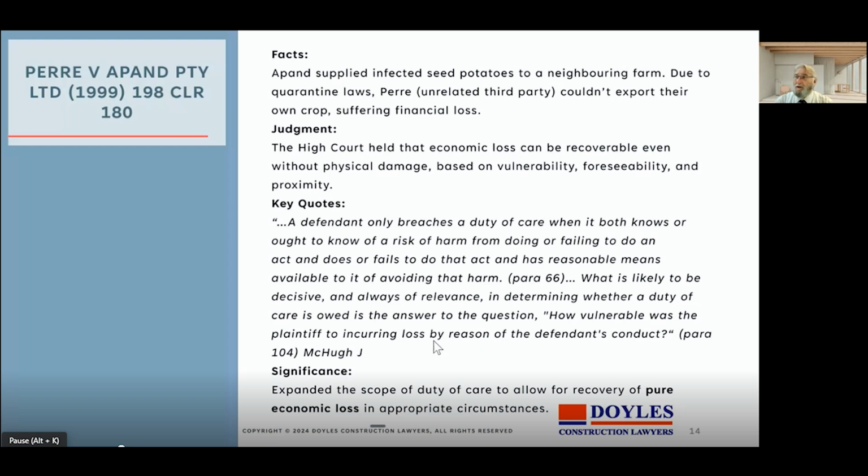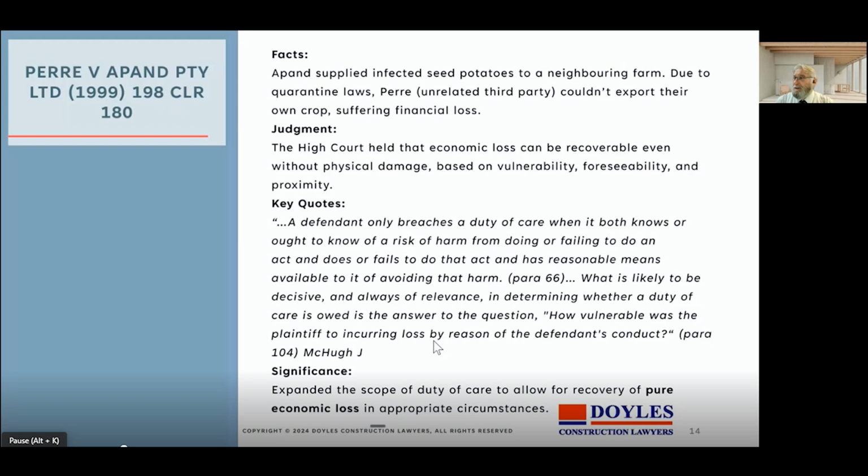So the defendant only breaches a duty of care, it said, when it both knows or ought to know of a risk of harm and does or fails to do that act and has reasonable means available to it of avoiding that harm. So it introduced a situation of sort of reasonableness. If it was impossible to avoid, well then bad luck. But if it was easy to avoid and they knew that there was a risk of harm, then the courts were going to move that way.